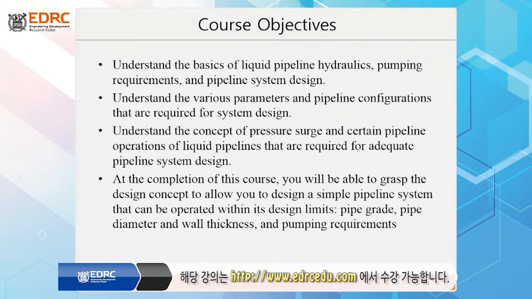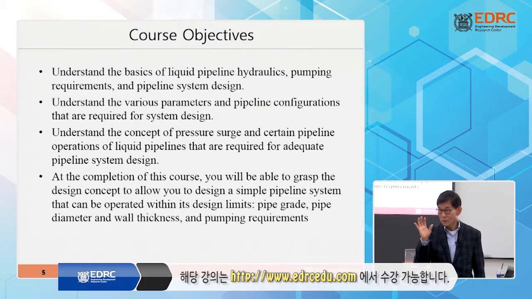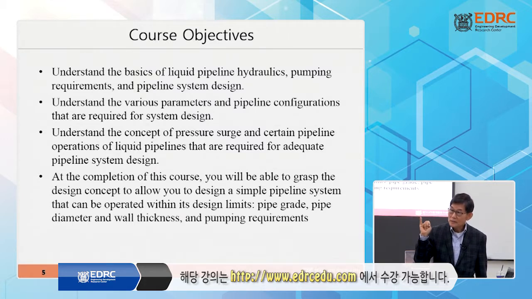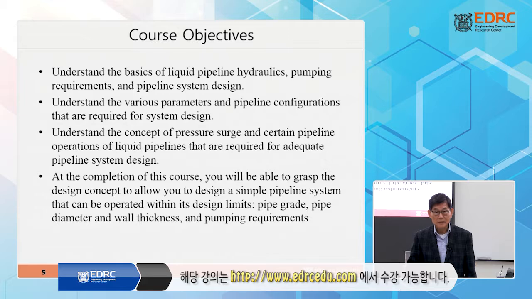When we finish pipeline system design, and we call it economically optimum, then what you will get is very simple: pipe diameter, pipe thickness, and then pipe grade, and then pumping requirement. That's all we come up with from the system design.